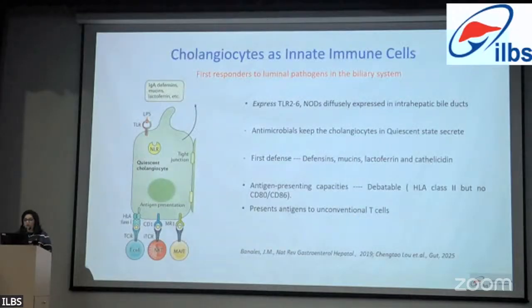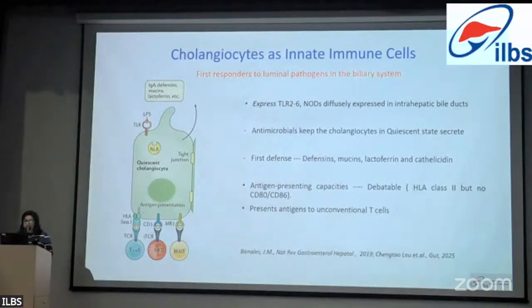But before they crosstalk with other immune cells, cholangiocytes themselves are innate immune cells. How? Because they are one of the first responders to any luminal pathogen in the biliary system. They were defined as immune cells because they have specialized receptors, such as toll-like receptors 2 to 6, already defined in humans, and also NLRs, the NOD-like receptors, which are pathogen recognition receptors lining the intrahepatic bile ducts.